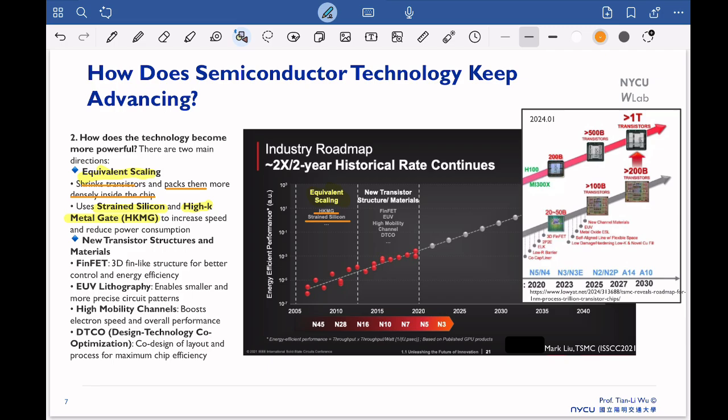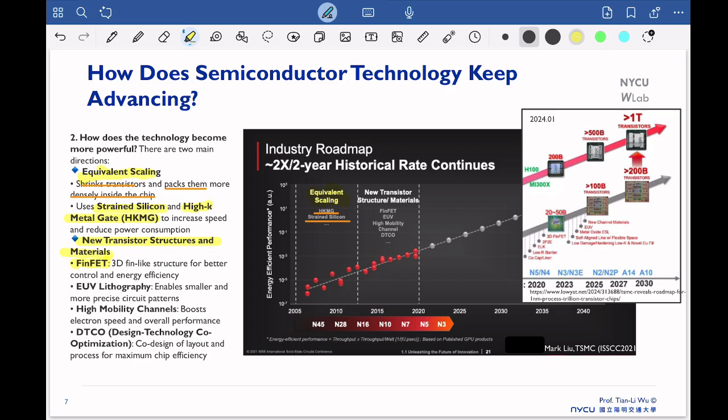But at that moment, we mainly used these two. And afterwards, we found out that it's not enough. We need something new, novelty. We need something new, innovation. So therefore, we started to consider new transistor structures and materials. For the transistor structure, the first and most important one is what we call the FinFET.